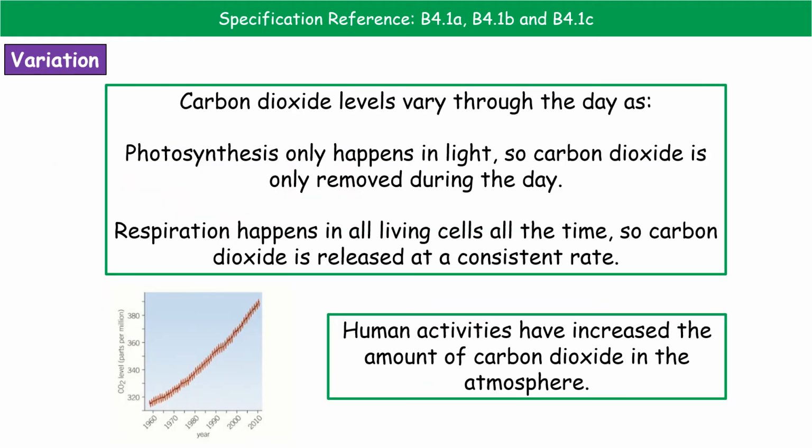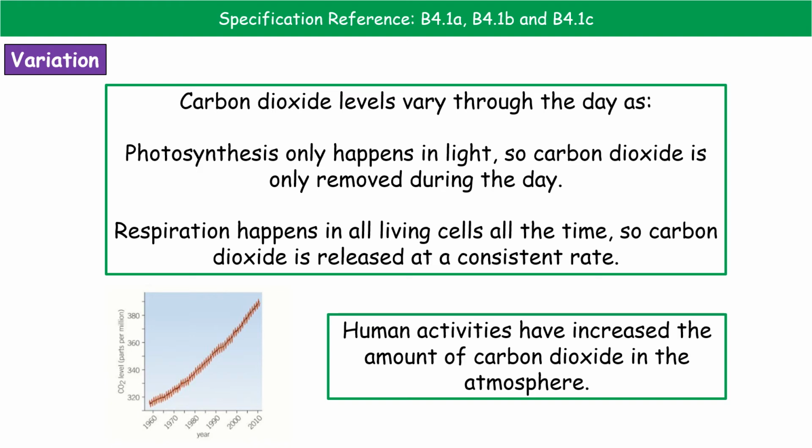It is worth remembering though that when we're looking at carbon dioxide levels, it's not a case of these are fixed throughout the day. They actually show variation across that 24-hour period. The reason for that, photosynthesis only happens when light is available. So that tells us that carbon dioxide is actually only being removed from the atmosphere during daylight hours.